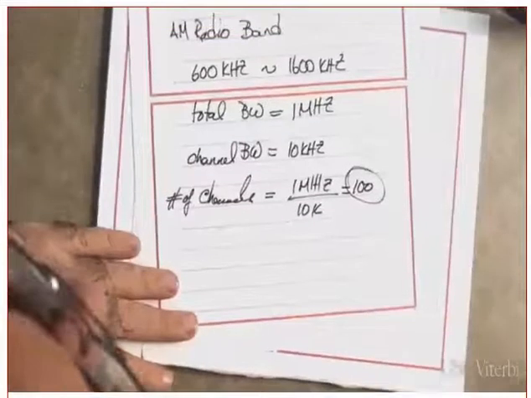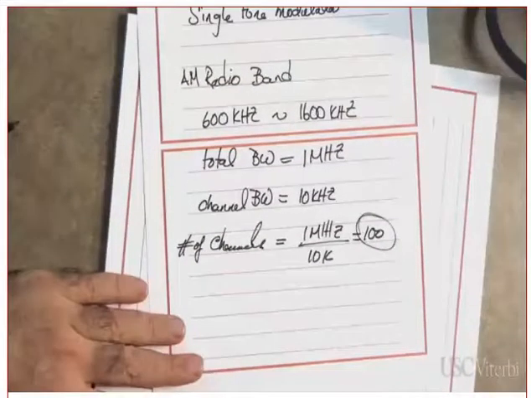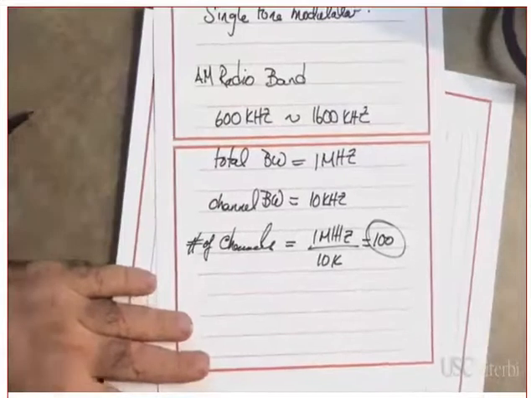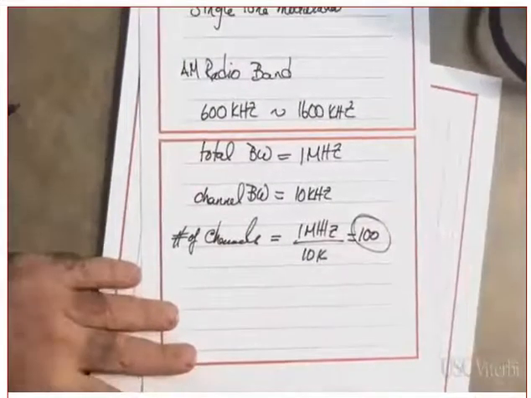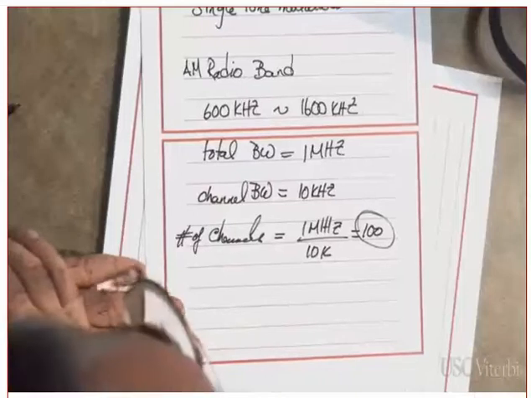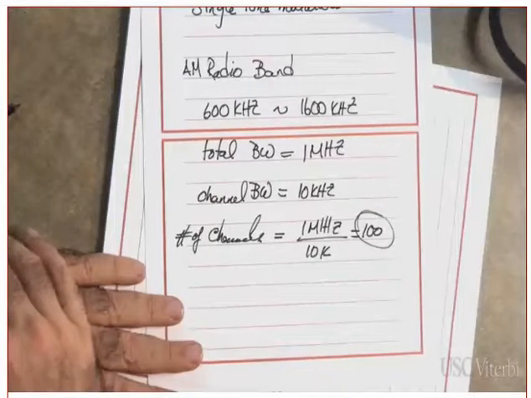Yes? Does that mean that we only have 100 broadcasters in the US? What does it mean? They are frequency reuse. They are going to reuse the frequencies as what? As the spatial separation increases. Clear?